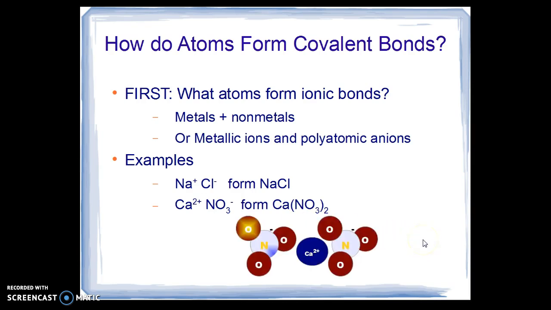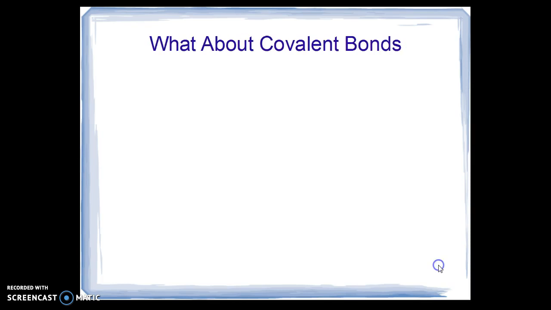And this is a simple diagram of what that looks like. The calcium ion in the middle and the nitrate ions on either side. In the crystal, of course, there would be calcium ions over here and over here and over here, and then nitrate ions as well. All of them having that formula Ca(NO3) taken twice.